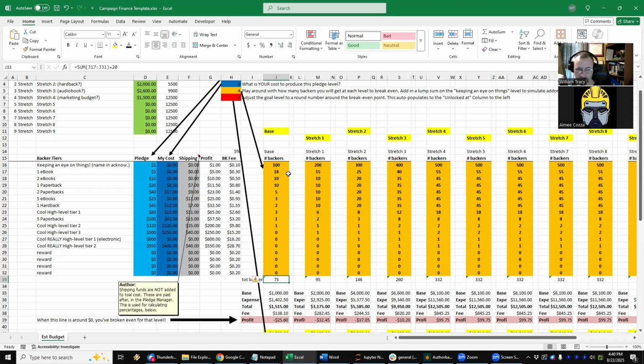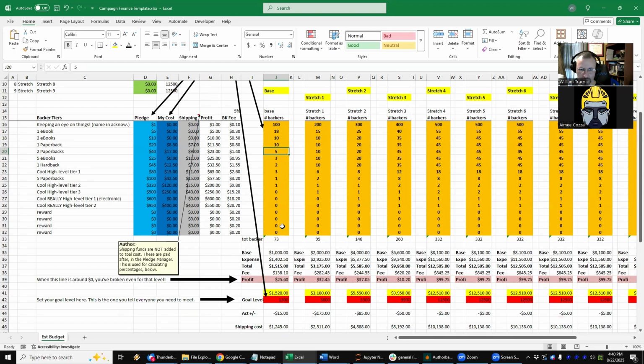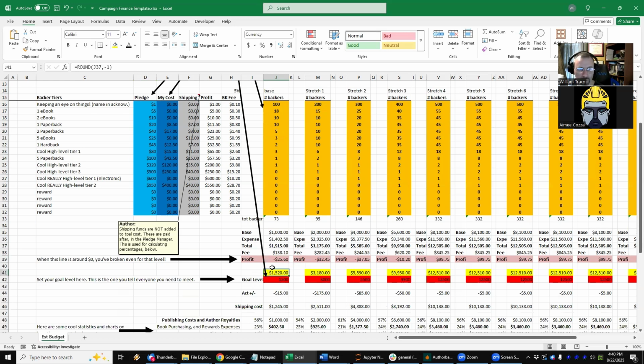You have 73 backers, most of them are backing the lower tiers, and then you have a couple people who backed higher stuff. Now, let's look at what the actual goal for the campaign is. Remember, I said you have to take your production costs into account. So you have $1,000 for your base goal. Now we're seeing it's profitable with your total minus your expenses, minus your fees. You're basically around 0. What this does here is it just rounds your total number to the nearest, I think, 5. Yeah.